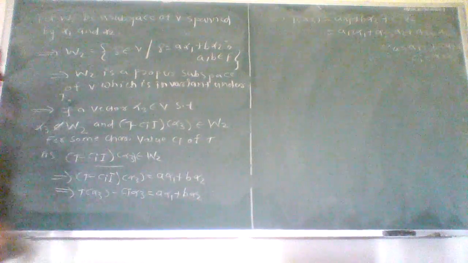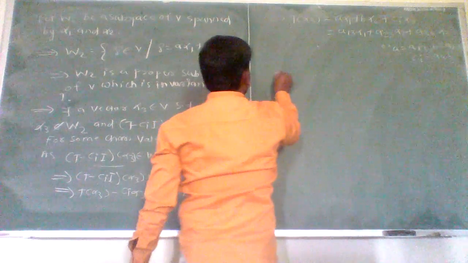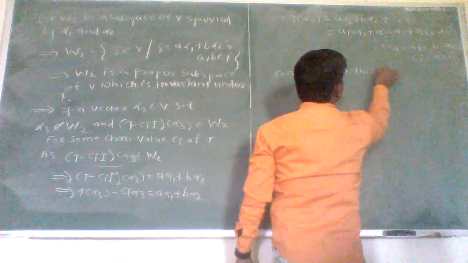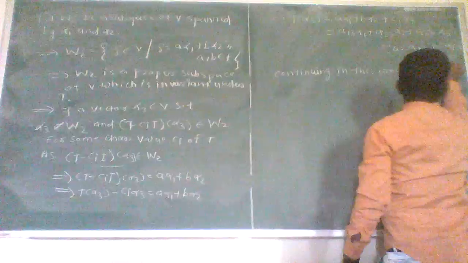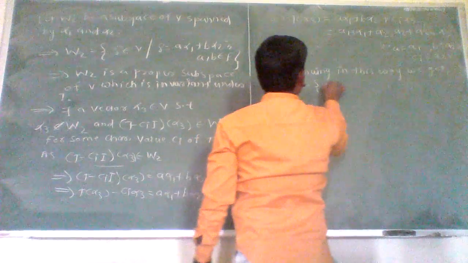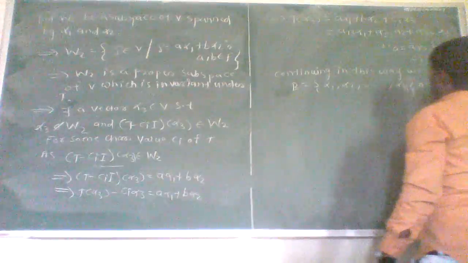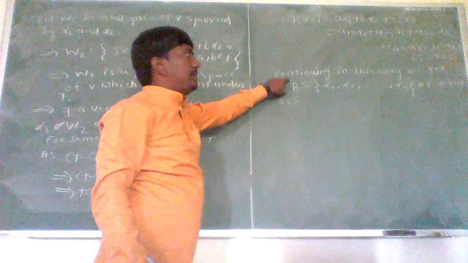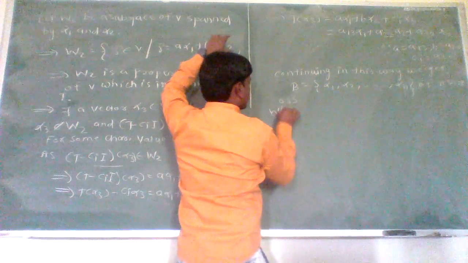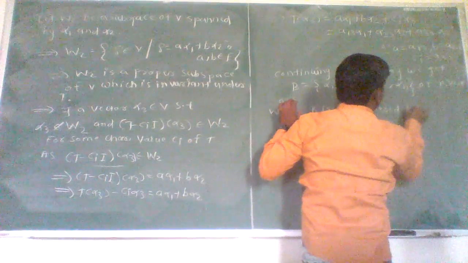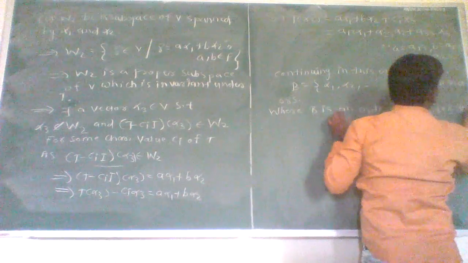Now, which is true for the W2. Continuing in this way, we get curly B equal to alpha 1, alpha 2, and so on, alpha n, n vectors, where this curly B is an ordered basis for V, since V is an n-dimensional vector space over the field F.